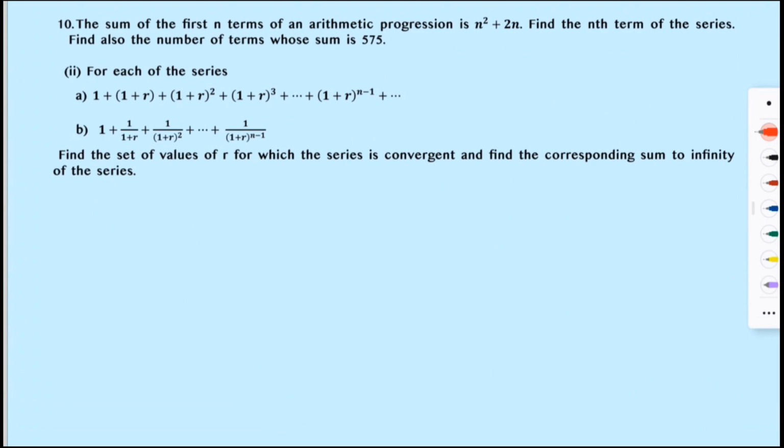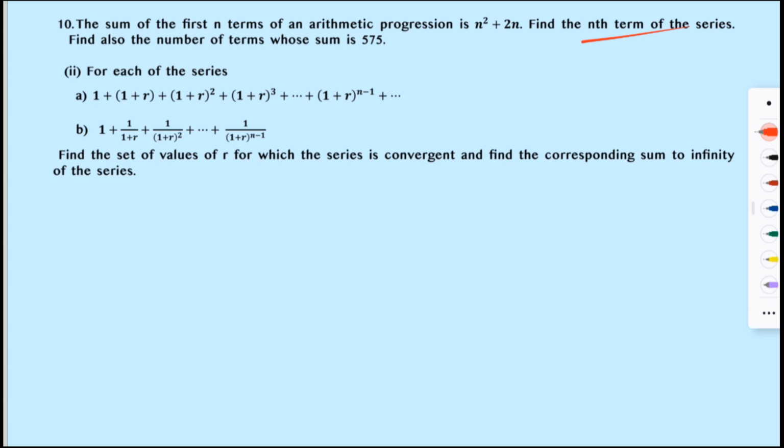The sum of the first n terms of an arithmetic progression is n squared plus 2n. Find the nth term of the series. Find also the number of terms whose sum is 575. Okay, for each of the series, find the set of values of r for which the series is convergent and find the corresponding sum to infinity of the series. Okay, let's start with the first part, which is finding the nth term.